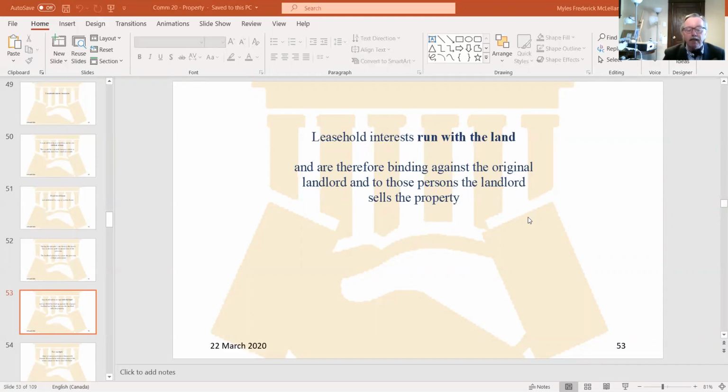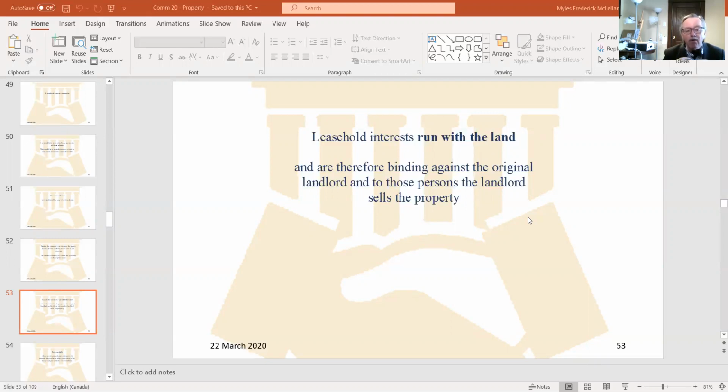Leasehold interests, again, tenancies, they do this. They run with the land, and that's a very distinctive phrase in the law of property, which simply means this, that whatever leasehold interest happens to apply to a piece of real estate, right, that the original landlord, who's entered into that lease, basically passes along that interest in the lease to anybody who may well buy that piece of real estate.